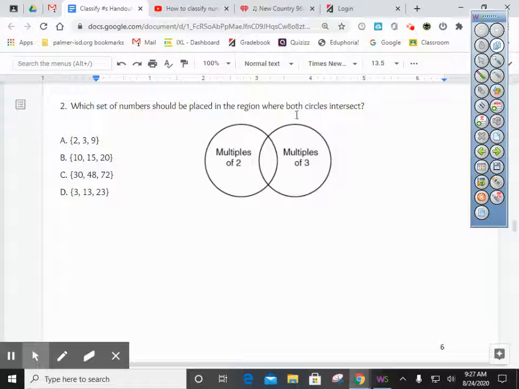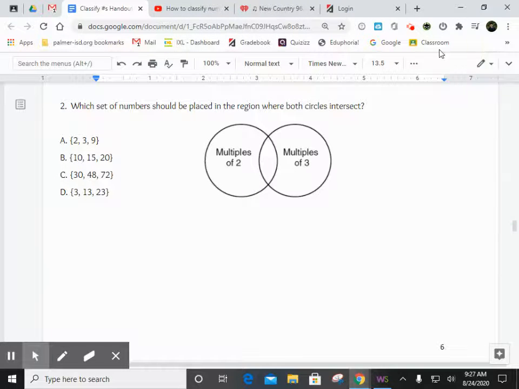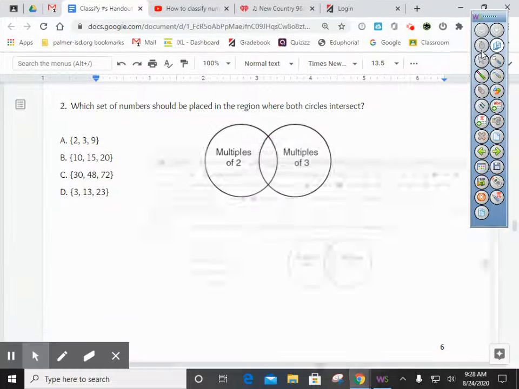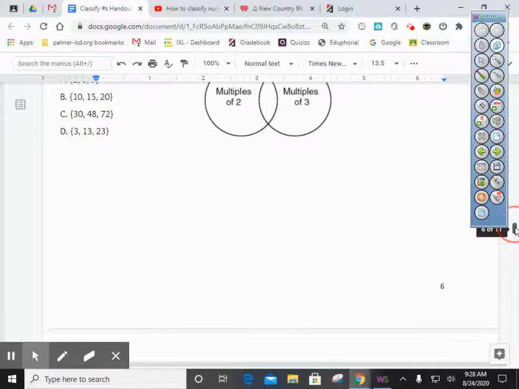Which set of numbers should be placed in the region where both circles intersect? Do you see that says multiples of 2 and multiples of 3? What is a multiple? Like what are multiples of 2? Like 2, 4. Yes. So it's count by, right? So you're looking for which numbers fit in here. What's this diagram called? So I want to make sure you're clear on that one.